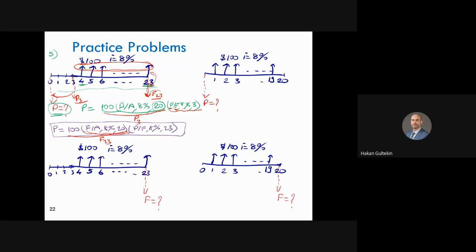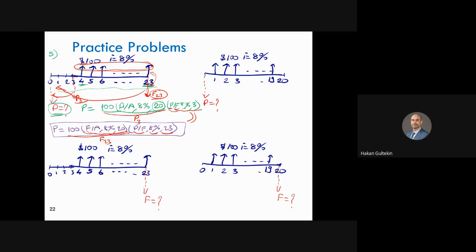And then when I have this F23, I need to shift it back to time 0, for which I will use this factor, P given F, 8% and 23. And these two are exactly equal to each other. You will obtain the same result. Just look at the tables in your book, write their values, and calculate the present value.